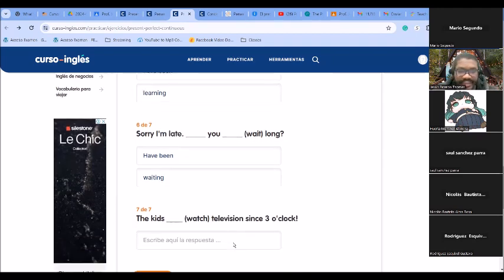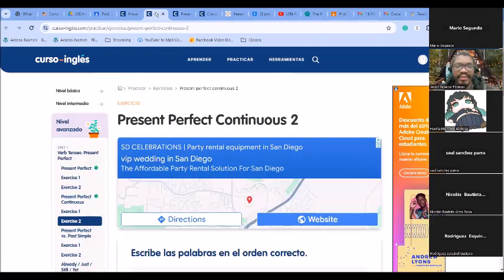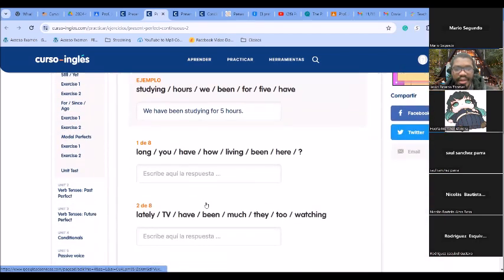All right, Fernanda, number 7. The kids have been watching television since 3 o'clock. Since. Since. Mhm. All right, let's continue with Sophie. Sophie, unscramble the sentences with me.